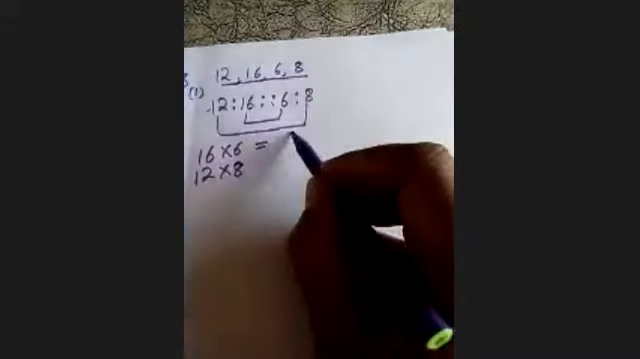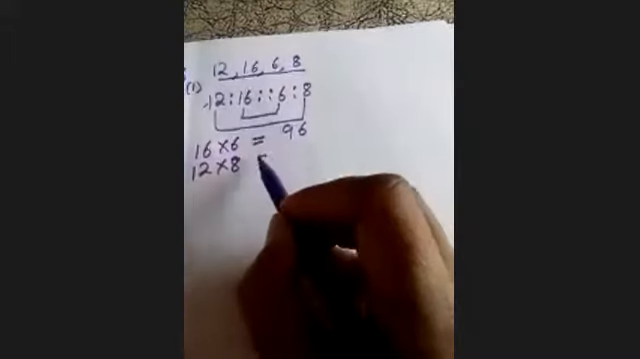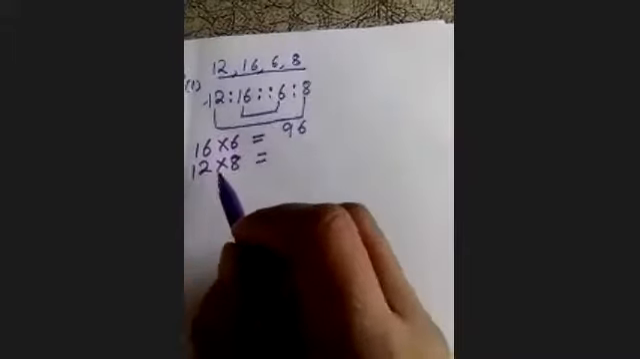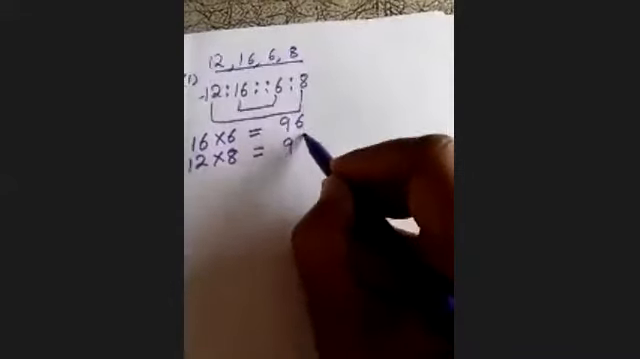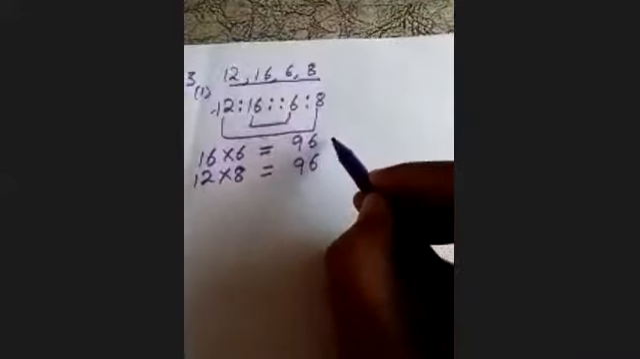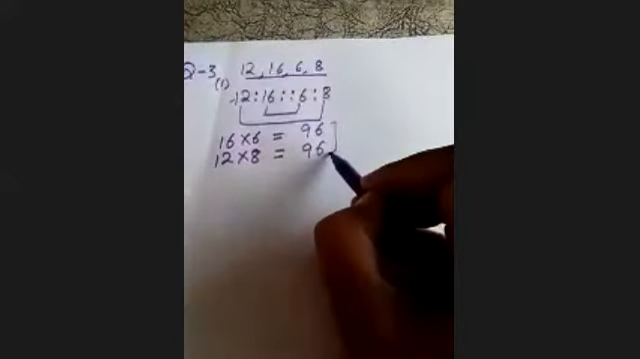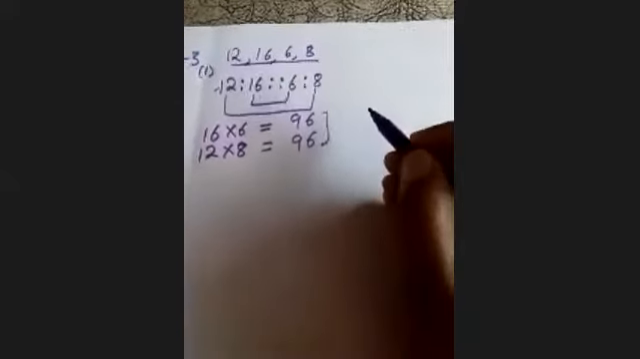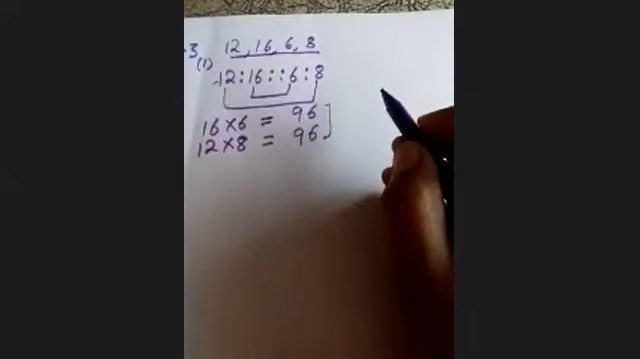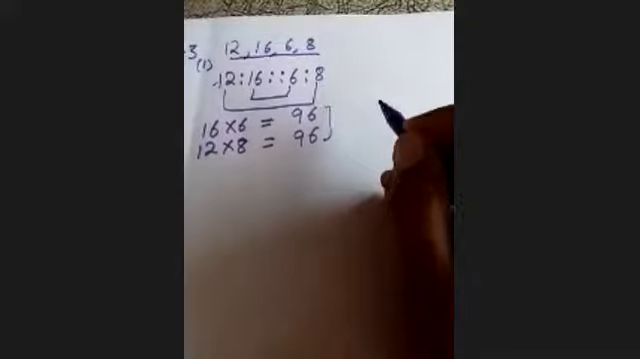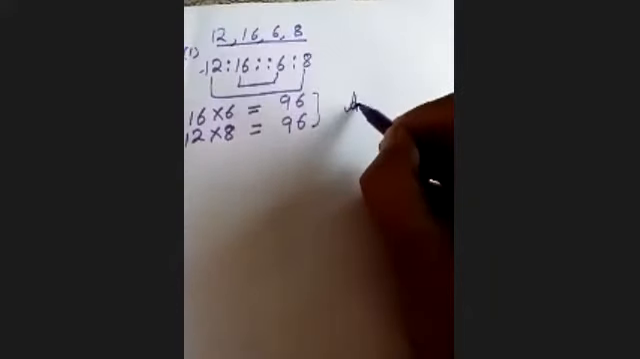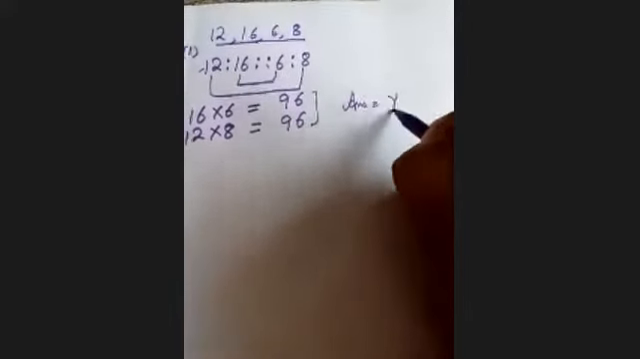16 sixes are 96 and 12 eights are 96. So the product of mean terms and the product of extreme terms is equal. So we can write these numbers are in proportion. Your answer is yes. It means 12, 16, 6 and 8 are in proportion.